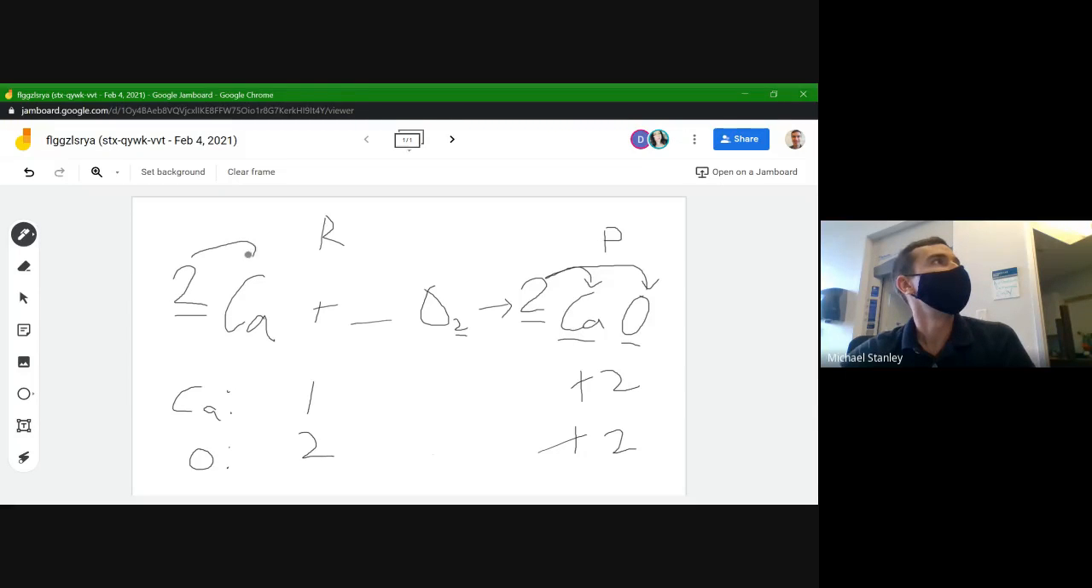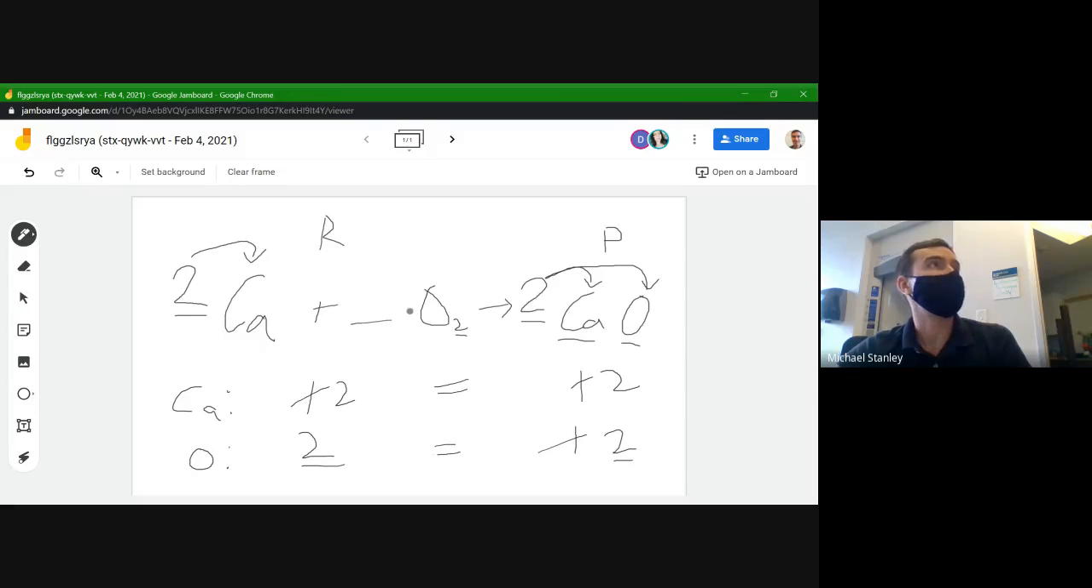So now we have 2 calciums over here on the reactants. All right, so now let's check if this is a balanced equation. We have 2 calciums on the reactant side and 2 calciums on the product side, so that is equal and balanced. We have 2 oxygens on the reactant side and 2 oxygens on the product side, so that is equal and balanced. So now we have a balanced chemical equation.